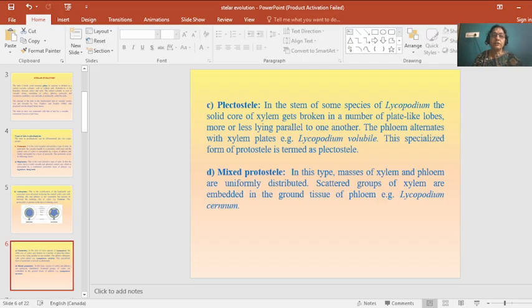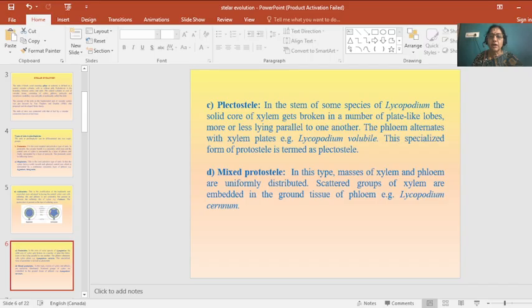Then the third modification of the protostele is known as the plectostele. Here the xylem gets broken into a number of plate-like lobes which more or less lie parallel to one another, and the phloem alternates with the xylem plates. Example is Lycopodium volubile.